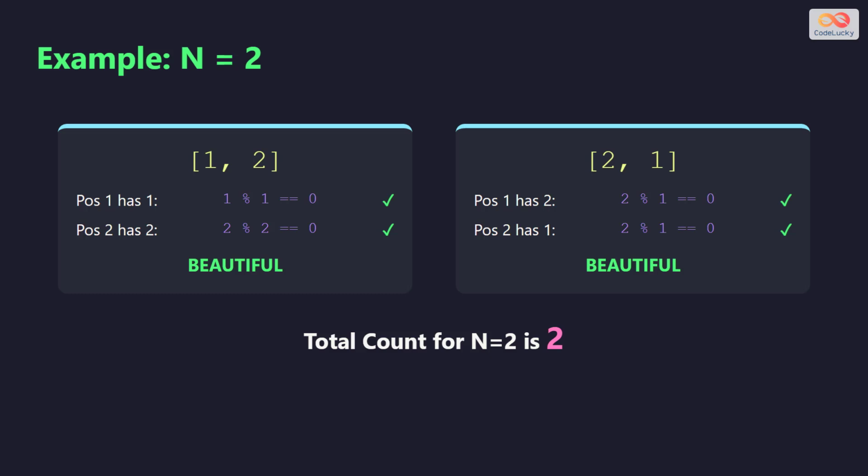Let's look at a simple example where n equals 2. We have the numbers 1 and 2. The first permutation is 1, 2. At position 1, we have 1, which works. At position 2, we have 2, which also works.